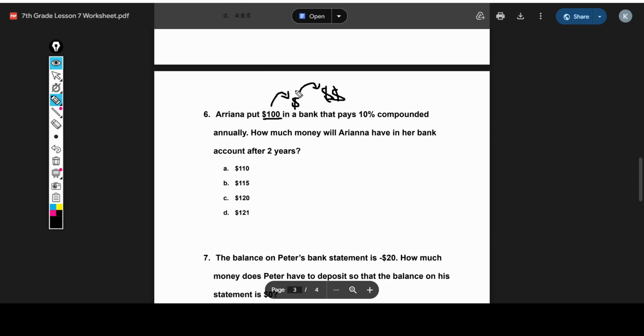So this interest just keeps on growing, and because it works on the old interest, the amount of money you get each time increases. So on the first year, she gets 10% interest on her money. 10% of $100 is $10. So she adds $10 to what she originally had, which was $100, and she gets $110. But that's not the answer because that's only the first year.